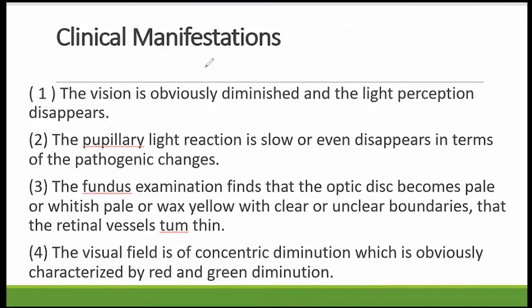Clinical symptoms, we say these are mainly vision problems, vision decrease. So basically some people, the light reaction is slow or even disappears. What does light reaction mean? Basically, we have a special test for the eyes.